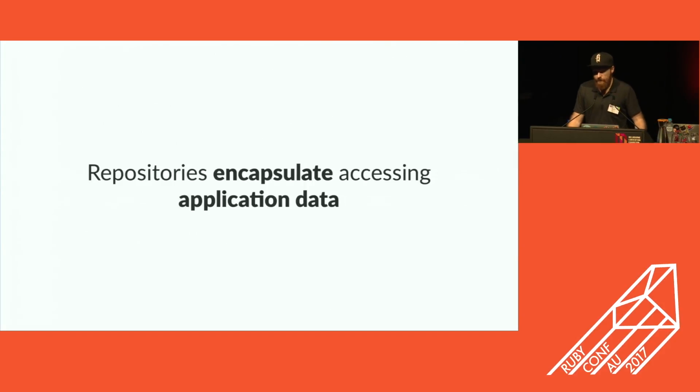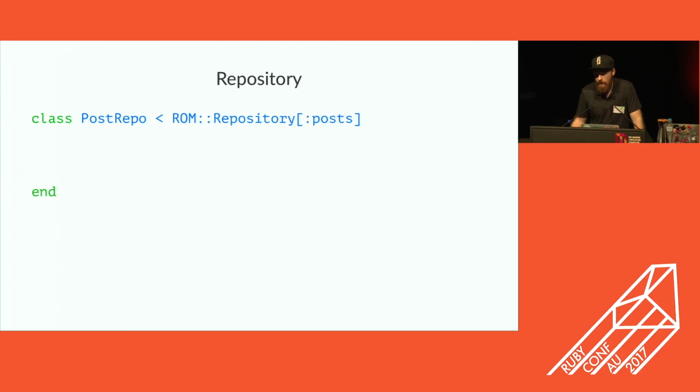So let's start with repositories. Repositories encapsulate accessing application data. So let's say we're building a blog in 15 minutes, of course, and it has posts. Shocking, I know. So in ROM, you don't have models that are connected to the database. You define repositories. You define repositories typically for some individual concepts within your application. So we have an idea of a post. So we create a post repository that is connected to posts relation.